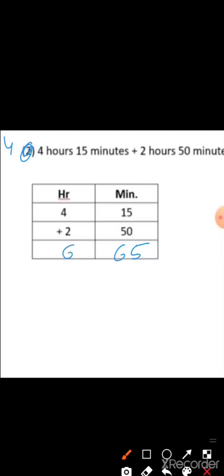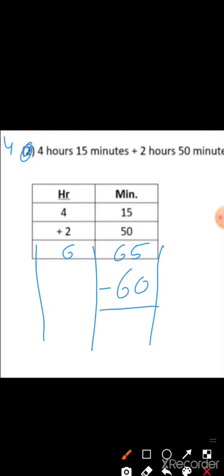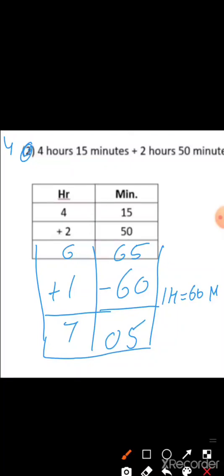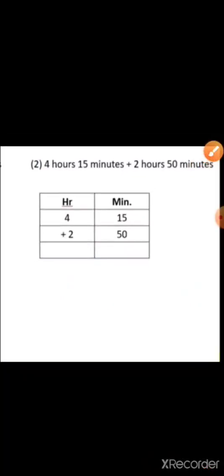6 hours, 65 minutes. Again this crosses 60, so we will convert this 65 minutes into hours. Minus 60, because 1 hour is equal to 60 minutes. 5 minus 0, 5, 6 minus 6, 0. Add 1. 6 plus 1, 7. 7 hours, 5 minutes.